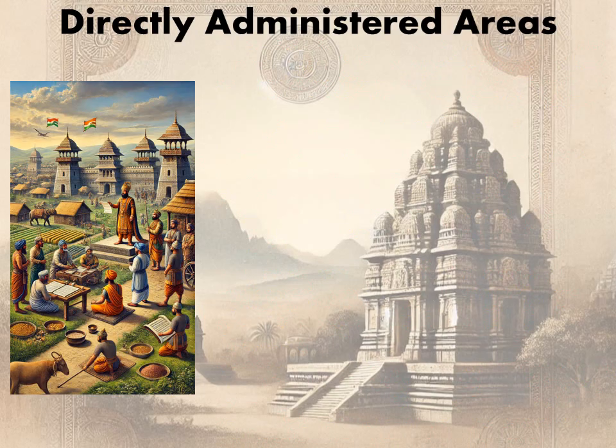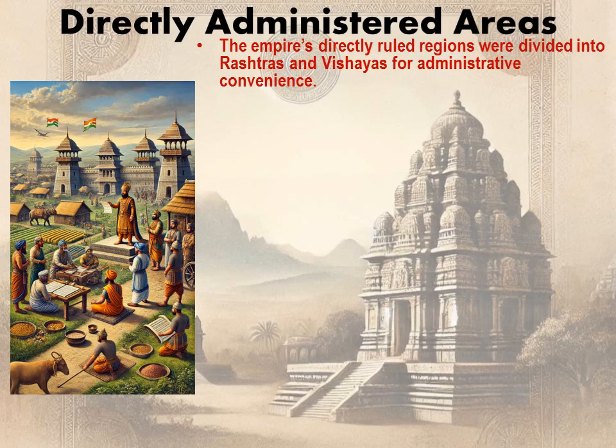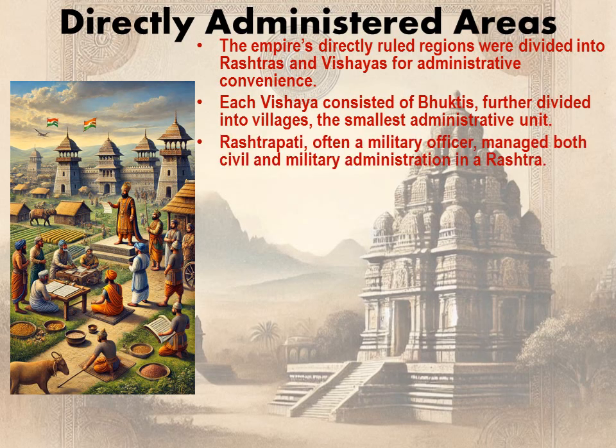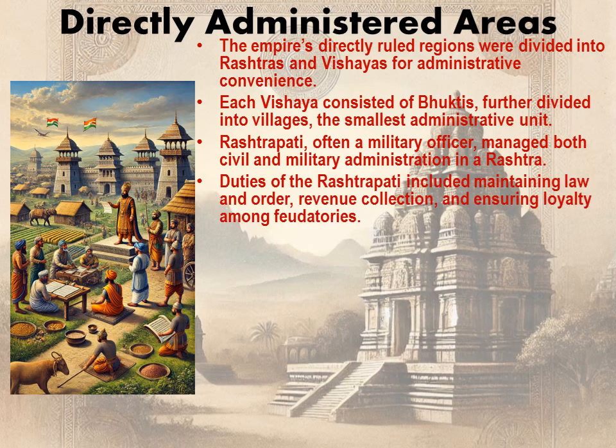Directly administered areas. The empire's directly ruled regions were divided into rashtras and vishayas for administrative convenience. Each vishaya consisted of bhuktis, further divided into villages, the smallest administrative unit. The Rashtrapati, often a military officer, managed both civil and military administration in a rashtra. Duties of the Rashtrapati included maintaining law and order, revenue collection, and ensuring loyalty among feudatories.